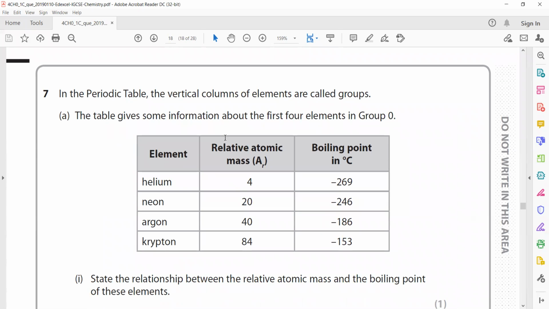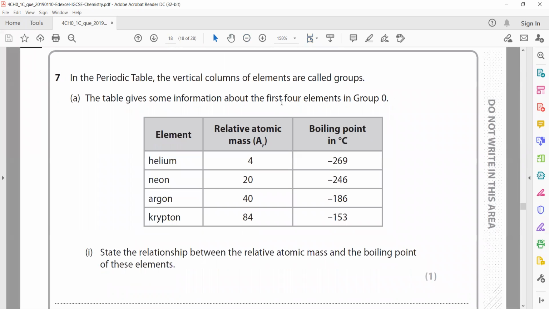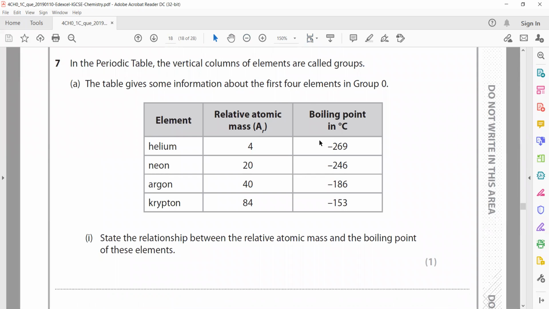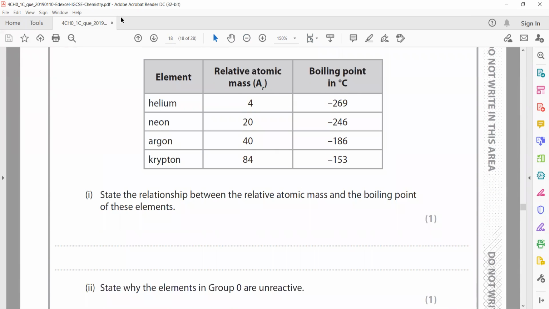So, question 7. In the periodic table, the vertical columns of the elements are called groups. The table gives some information about the 4 elements in group 0. State the relationship. As you can see, as the relative atomic mass increases, the boiling point increases.